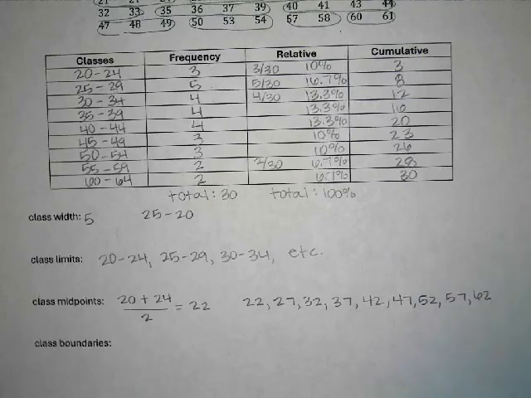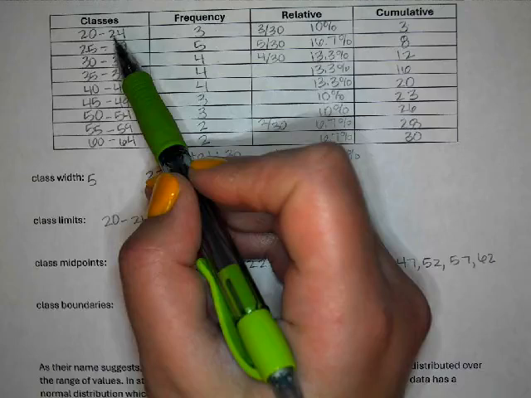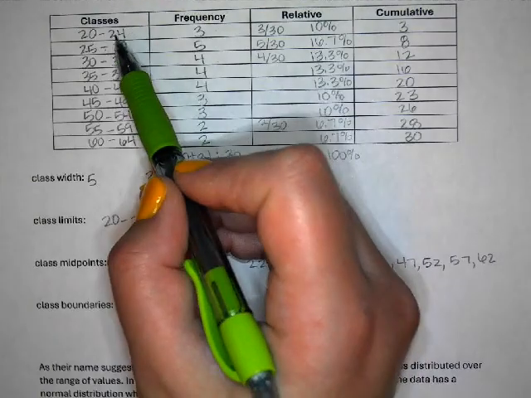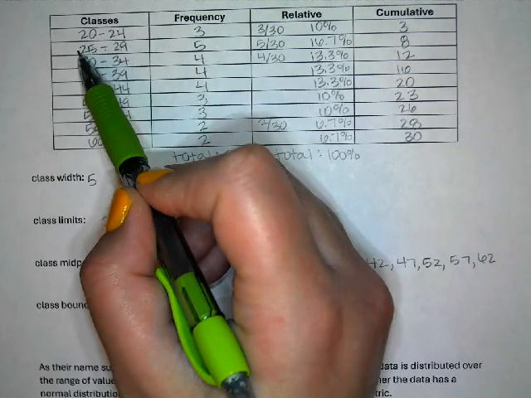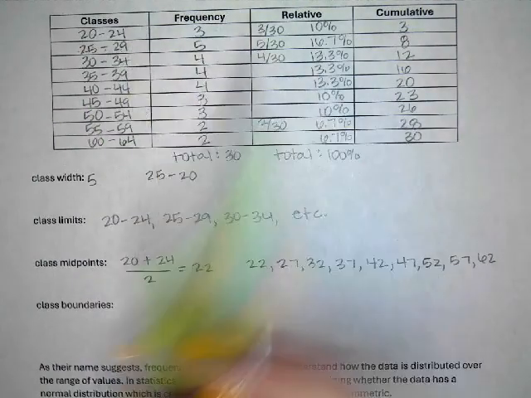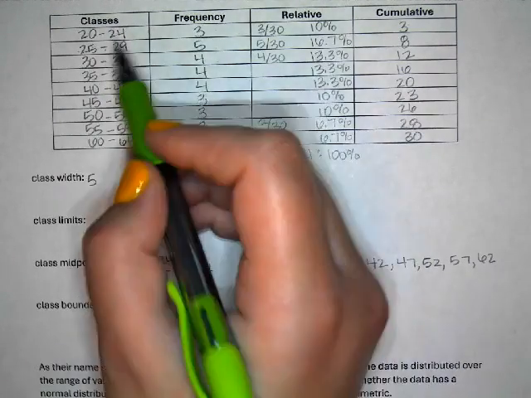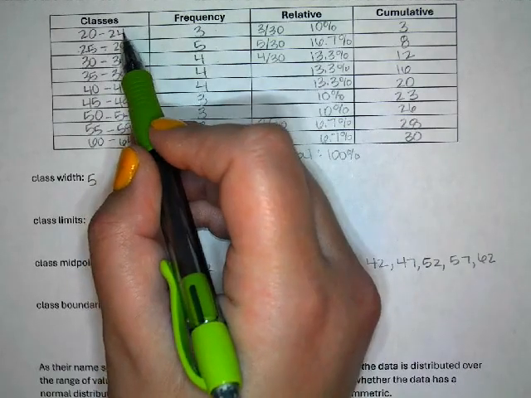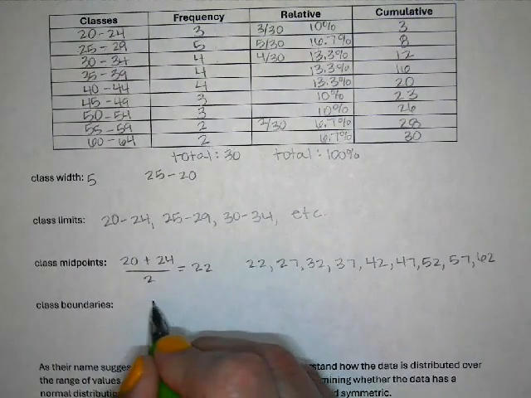All right, the class boundaries are the numbers that fall in between the end of this class and the beginning of the next class. So the first boundary, well, not the very first one. I'm going to come back to that one in a second. I'll leave a little space here. The first boundary I'm going to write to start with is 24.5. So leave a little space, 24.5. Then 29.5.